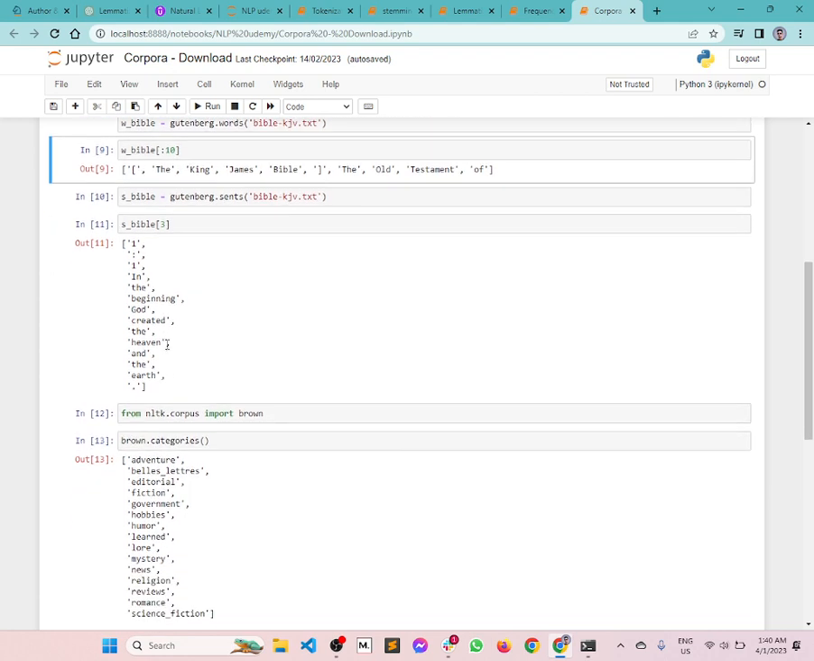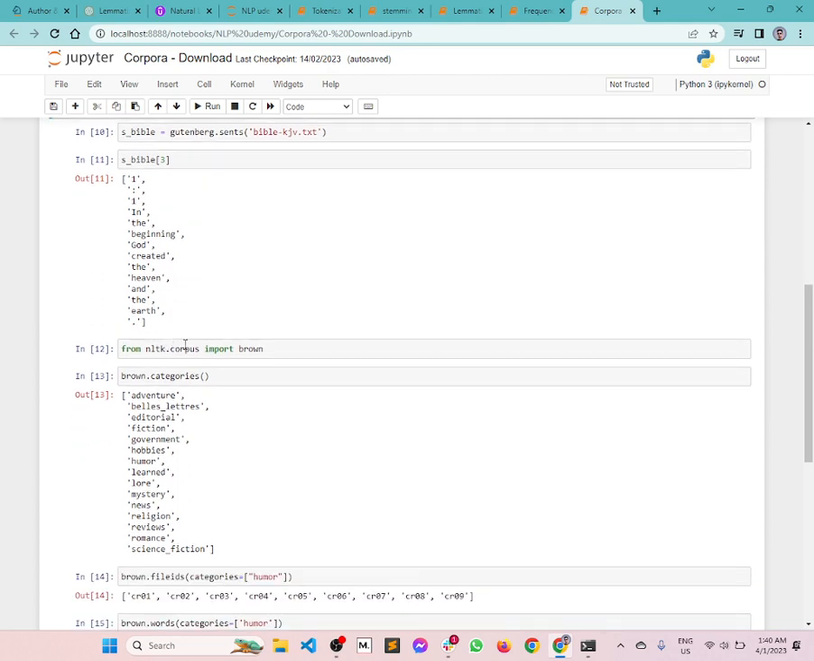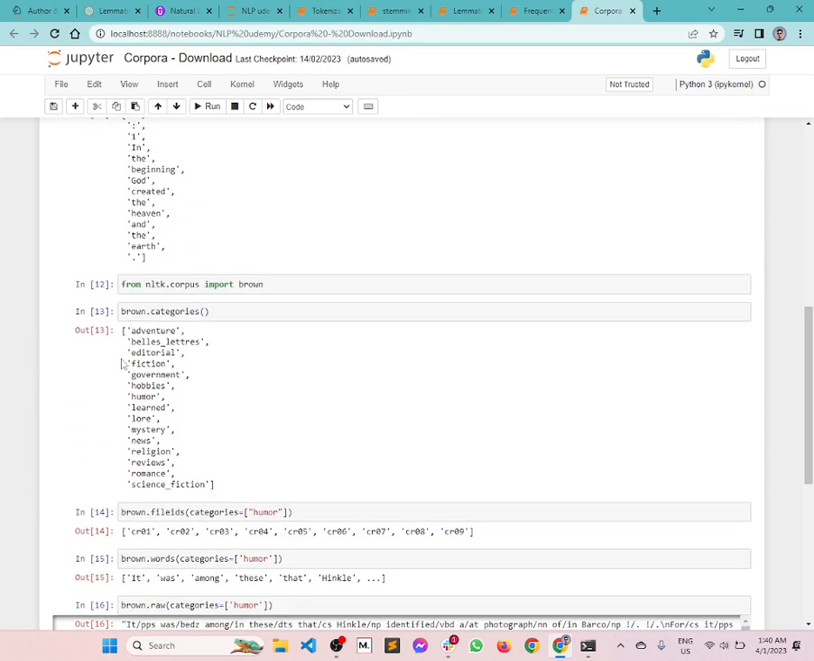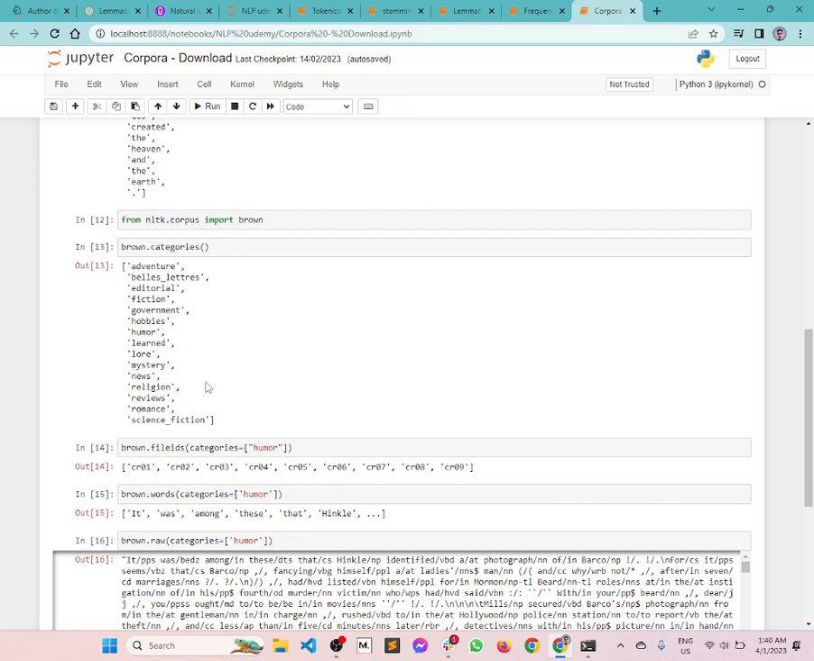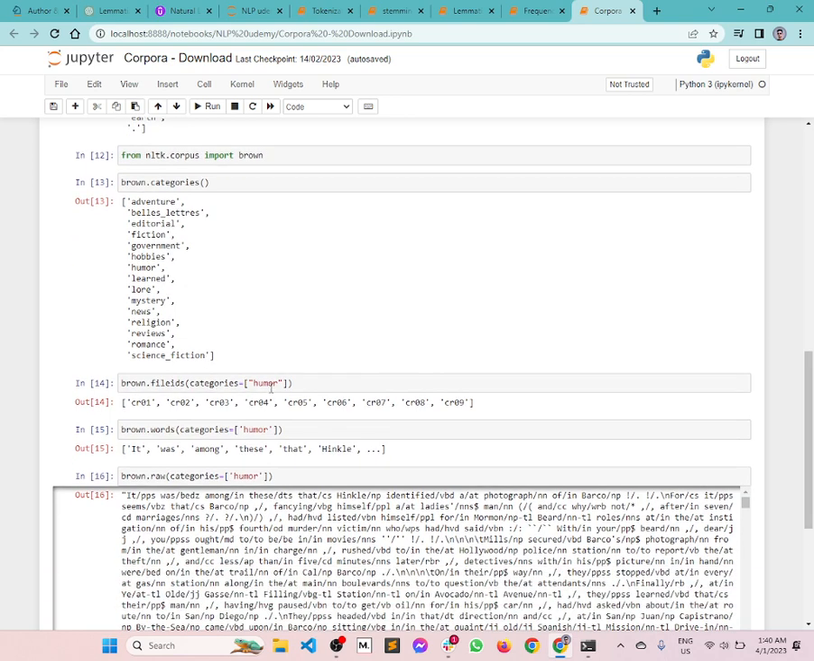And then if we are using the Brown corpus, we import brown and look at brown.categories. Then we get some categories: adventure, fiction, government, hobbies, humor, and many more things. Then if we select the category humor, we get this.